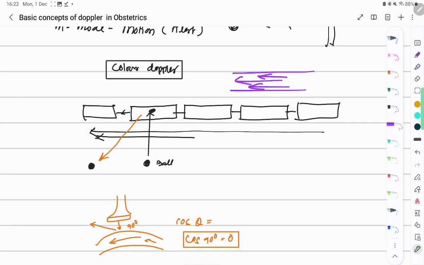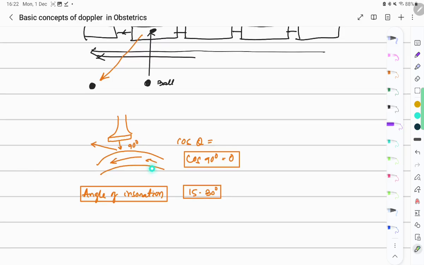Similarly, if I put a probe on the blood vessel at 90 degrees, the sound waves will not go back to the probe. So I will not get any image on the monitor. The sound gets reflected at another angle, so it will not come back to the probe, and there is no image on the monitor. It is based on the principle of cos theta. If you put the probe at 90 degrees, that is cos 90, which is 0. That means I will not get any image on the monitor.